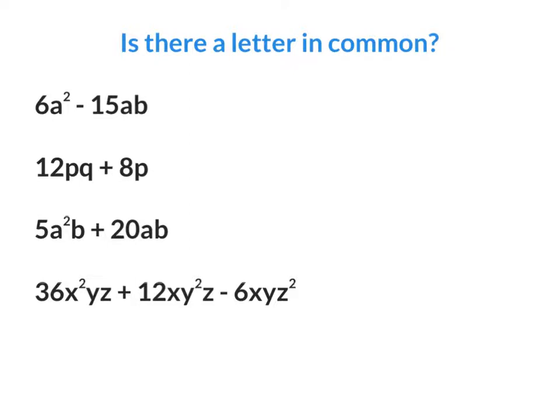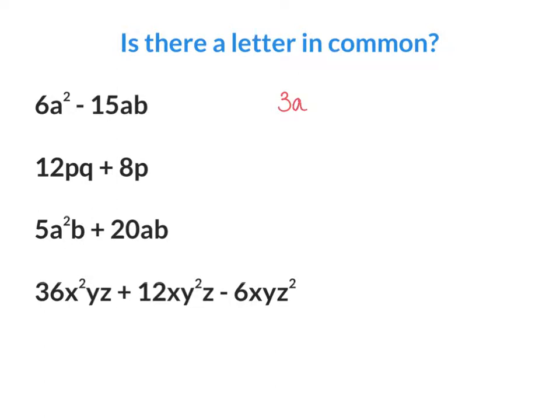So that was when there was a number in common. But what if there's a letter in common as well? So let's look at this first one. 6a squared minus 15ab. First of all, 6 and 15 share a factor of 3. But then when I look at the letters, a squared and ab, they both have an a term in here. So as well as 3, I'm going to take out a factor of a.